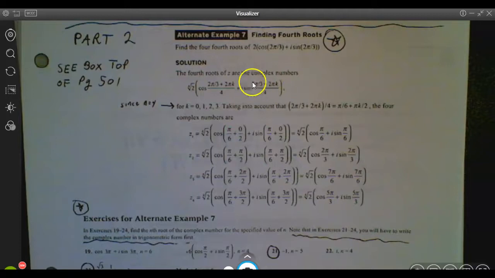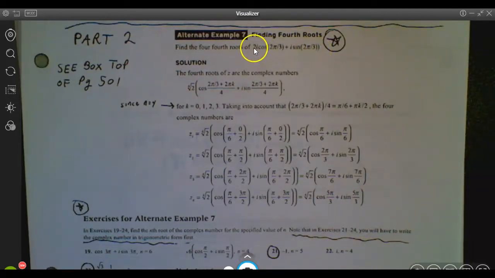I think that's a little more clear. So here was the initial problem. Guys, do notice that this is in trig form, and so if you were given something in standard form, you would have to convert it into this form first, and that's what we learned in our previous lesson, right, before you start working with the formula. So they said the 4 roots of this: 2 cosine 2 pi over 3 plus i sine 2 pi over 3.